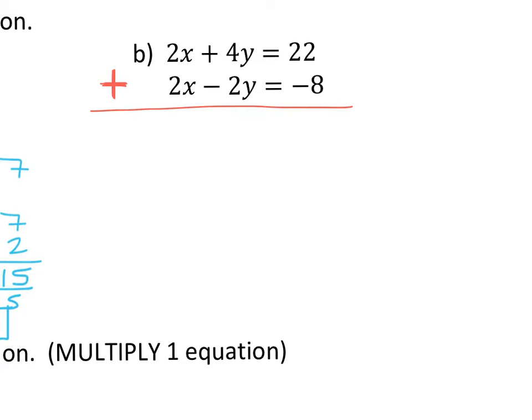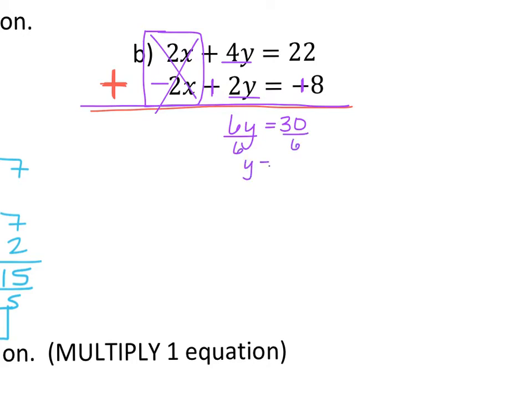What I do is I just change the sign of everything. So in order to make this opposite, I'm essentially multiplying by negative 1. So this would be a negative 2x, this would be a positive 2y, and a positive 8. That's me multiplying every number by negative 1. It just changes the sign, which means now I can add these together very easily. So 2x plus negative 2x is 0, goes away. 4y plus 2y is 6y, and 22 plus 8 is 30. So we're going to divide by 6, and y will be 5.